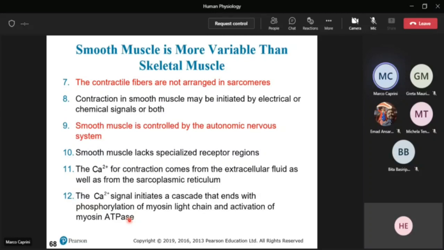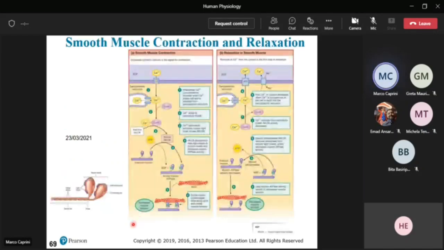In skeletal muscle it is very rapid. Do you remember the action potential? The T-tubules go inside of the muscle, the ryanodine receptor, the DHP receptor, the calcium goes out from the reticulum. Here, the calcium initiates a cascade, a little bit slower, that ends with a phosphorylation of myosin light chain and activation of myosin ATPase. And then contraction. Let's see the complete process in this slide.